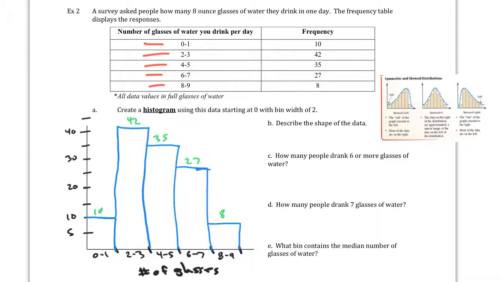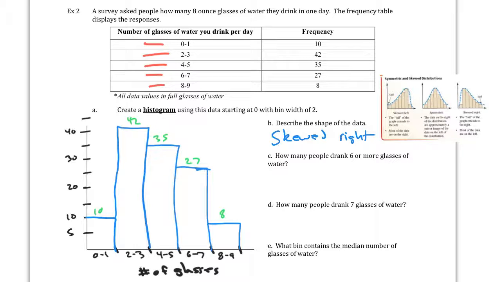So for this problem here, our histogram that we just made, we would describe this as skewed right because we have a higher peak over here on the left and then it tails off to the right. More of the data is on the left than on the right. So we would call this, like I just said, skewed right. Okay.